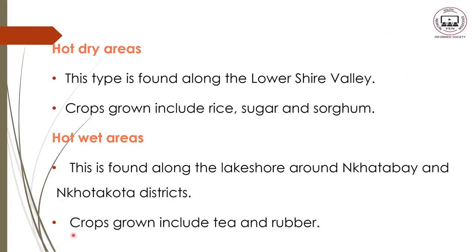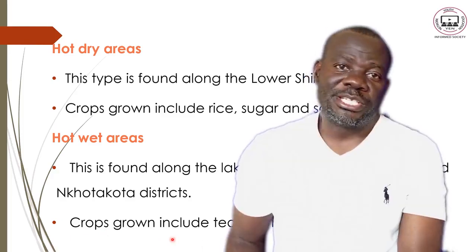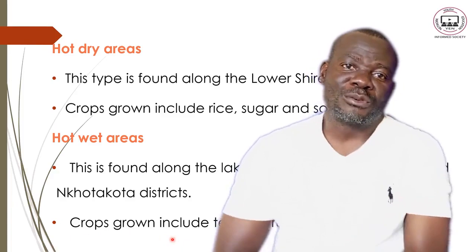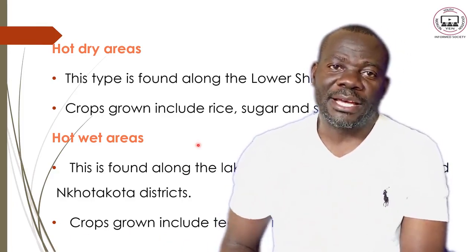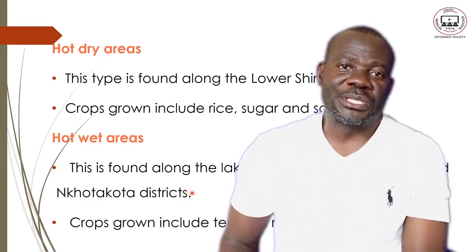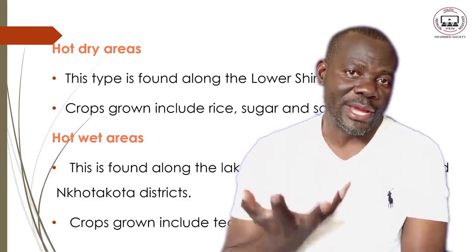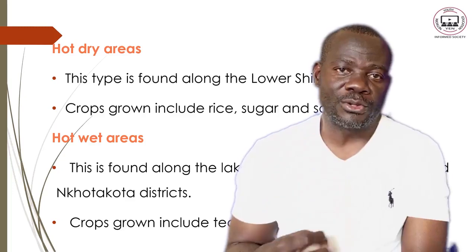Crops that are grown in the hot wet areas include tea and rubber. So tea and rubber are found there. You find they grow rubber there. Tea again is found there because it is hot but it is also wet. That means it receives a lot of rain.